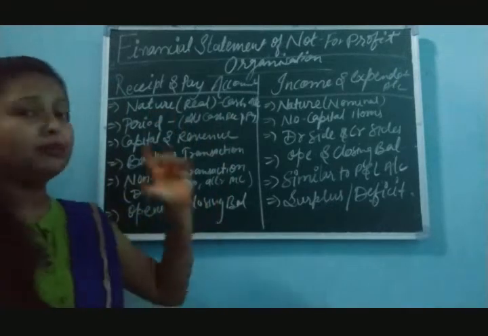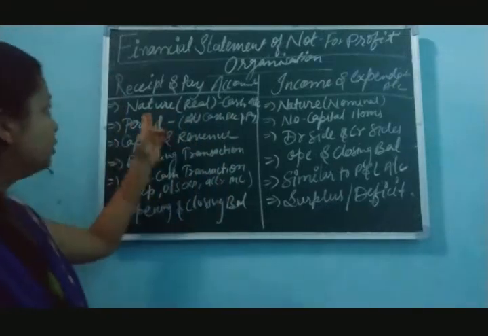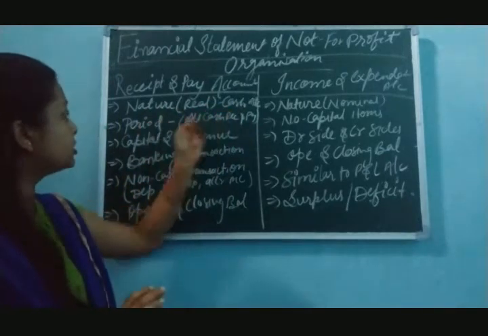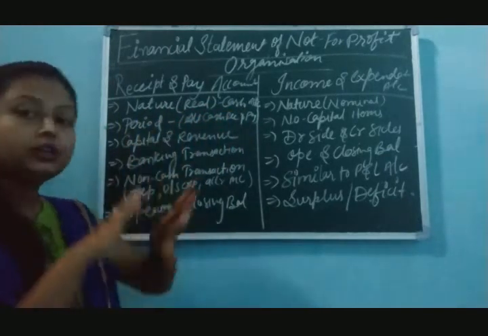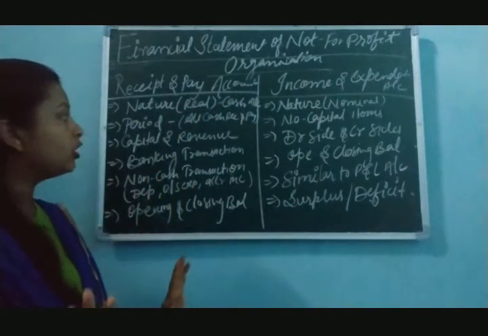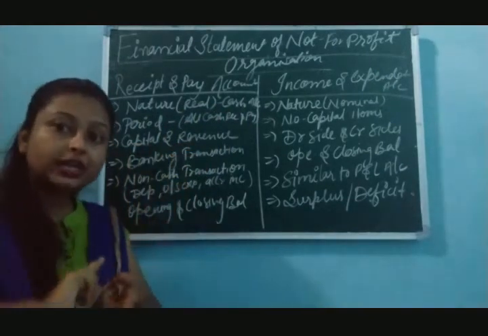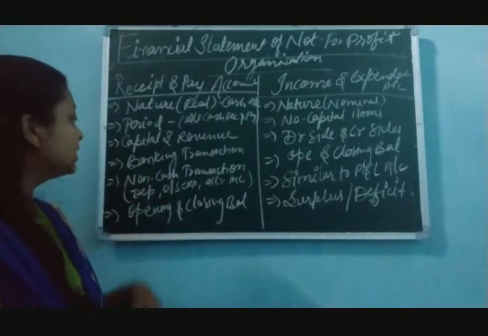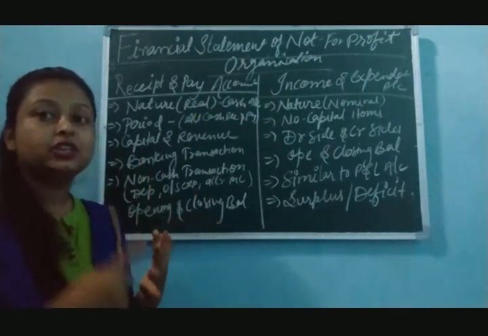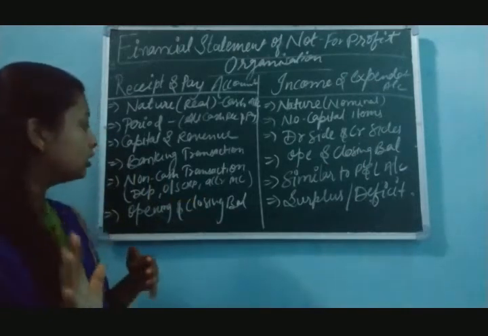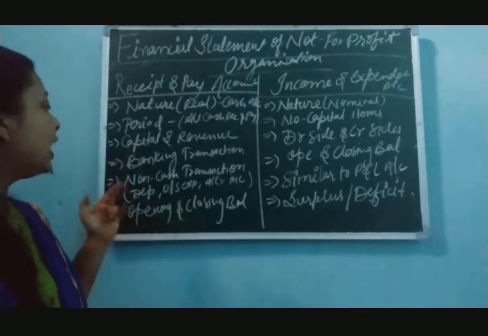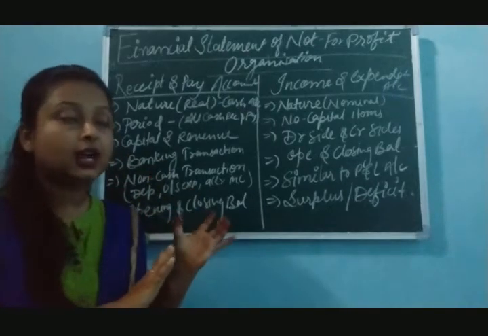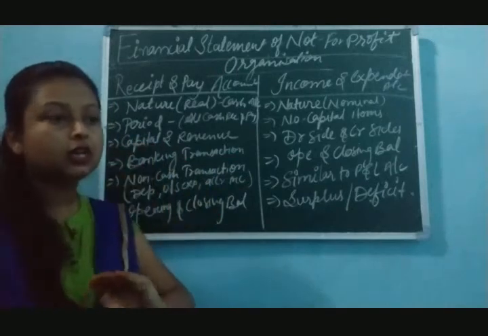So this was all about receipt and payment account. Nature: only cash transactions we have to record, similar to a cash account. Period: irrespective of period and time, we record the transactions. Capital and revenue: both nature things we can record. Banking transactions can also be recorded, and non-cash transactions like depreciation, accrued income, we need not record in this account. And this account has opening and closing balances, started with the opening balance and closed with the closing balance.